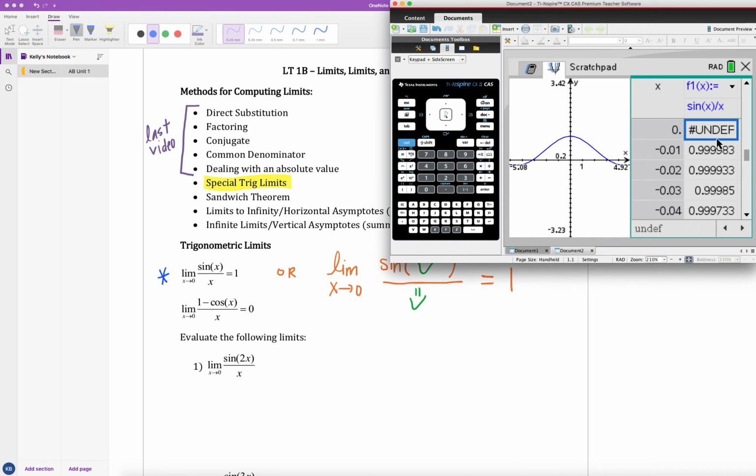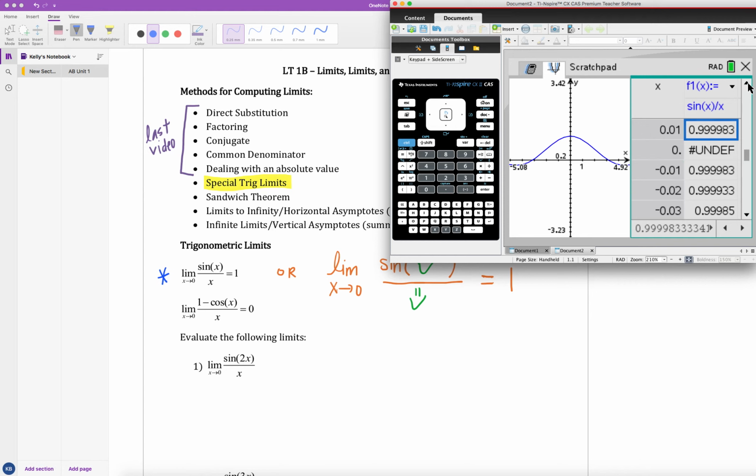If I keep going, it tells me at 0 that this value is undefined, because I have this indeterminate form. But what we're looking at is not the function value at that point, but the limit. So I'm looking at what's happening as I approach from the left. These values tell me that as I approach from the left-hand side, I'm getting really, really close to 1. I can see that on the graph as this comes in.